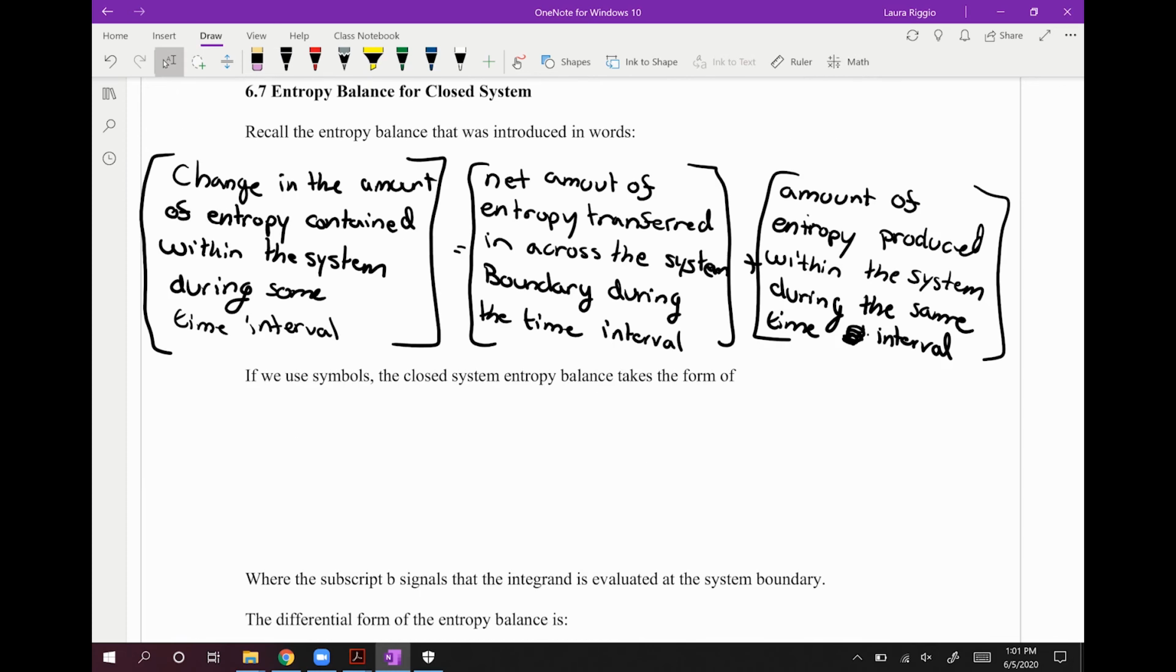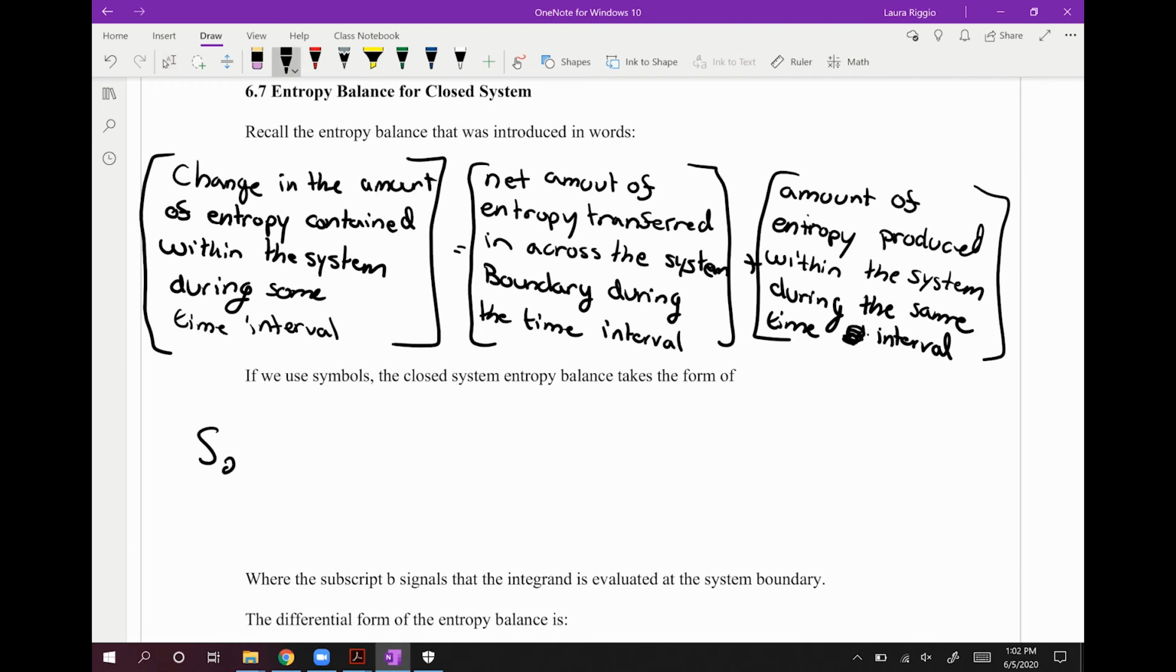Well, why do we care about all this? We care about this because we're going to expand this concept to include the idea of an entropy balance for closed systems. Pretty much the entropy balance is the change in the amount of entropy contained within the system during some time interval is equal to the net amount of entropy transferred in plus the amount of entropy produced within the system.